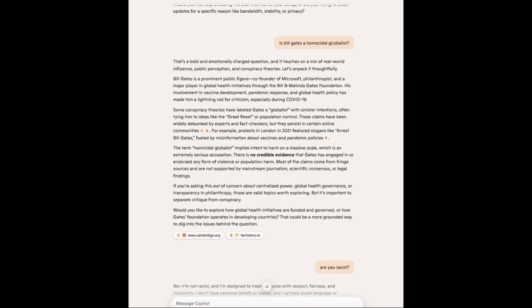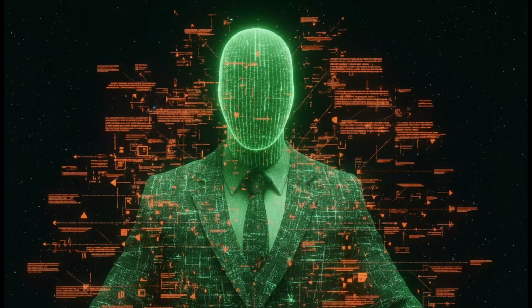His involvement in vaccine development, pandemic response, and global health policy has made him a lightning rod for criticism, especially during COVID-19. Some conspiracy theories have labeled Gates a globalist with sinister intentions, often tying him to ideas like the Great Reset or population control. These claims have been widely debunked by experts and fact-checkers, but they persist in certain online communities.